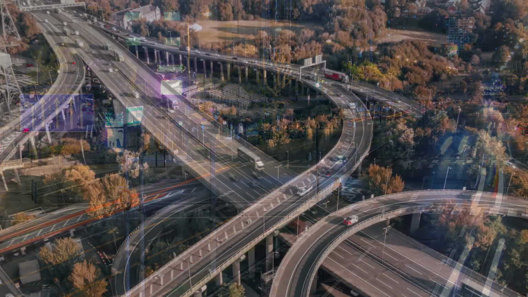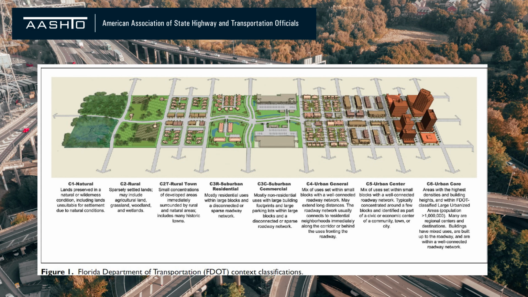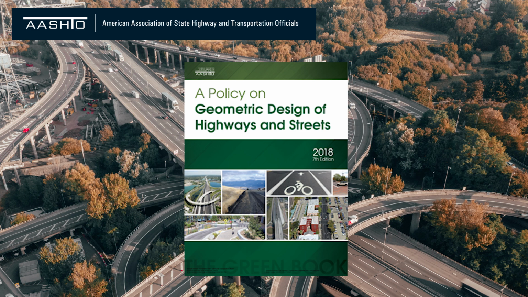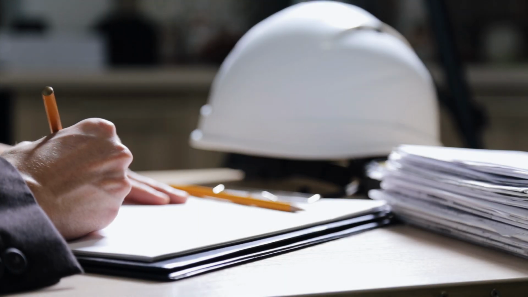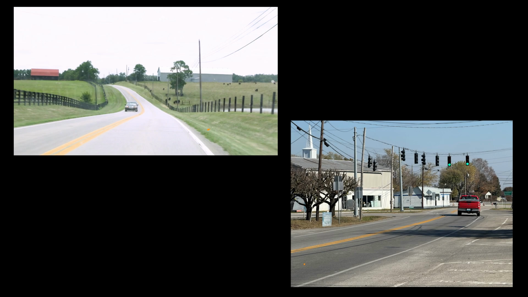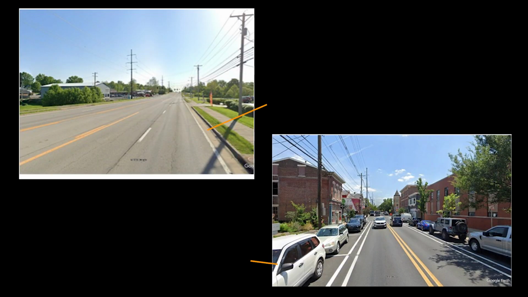NCHRP 855, an expanded functional classification system for highways and streets, formally introduced the concept of context classification on a national level. AASHTO introduced the concept in the Policy on Geometric Design of Highways and Streets, 7th edition, commonly called the Green Book. KYTC adapted the Highway Design Manual and the Complete Streets, Roads, and Highways Guidance, based on the 5 different contexts contained in the Green Book 7th edition.